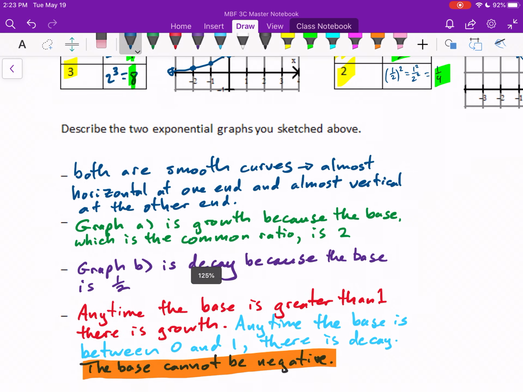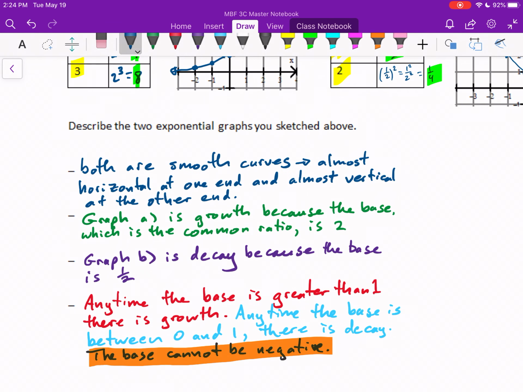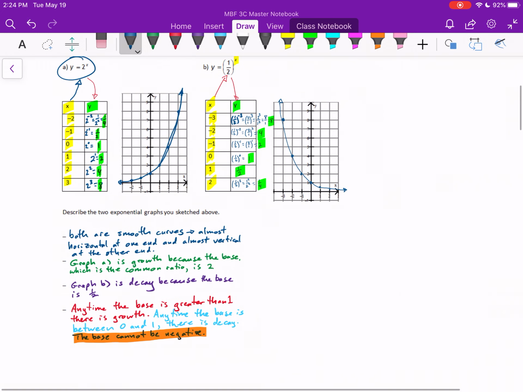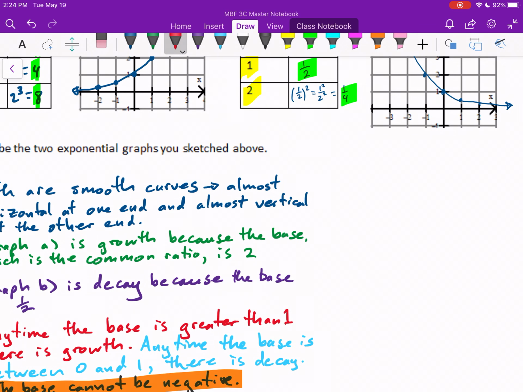So describe the two exponential graphs you sketched above. I've already filled this in to save a bit of time. Both of them are smooth curves, almost horizontal at one end and almost vertical at the other end. Graph A is called growth because the base, which is the common ratio, is 2. In other words, it's a number bigger than 1. Let's add this in here: greater than 1. Anything greater than 1 is going to be growth. It's going to go up to the right.